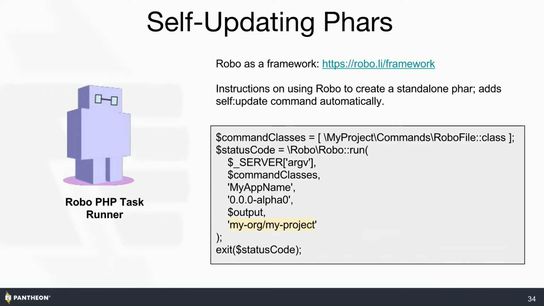Down at the bottom, highlighted in yellow, there's a line there that says my.org/my-project. And if you fill that in with the GitHub organization and project name for your command line tool where your source code is stored, then Robo will automatically add a self-update command. So all you have to do is type my-tool self-update, and it'll download your Phars from GitHub and replace the user's Phars with the updated thing. So you don't have to worry about making a distribution path for your users to get updates for your tools. This tool will do it for you automatically.